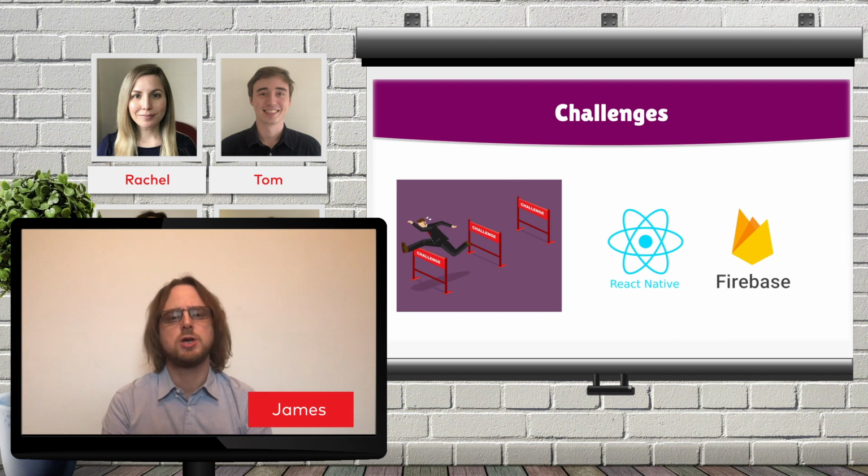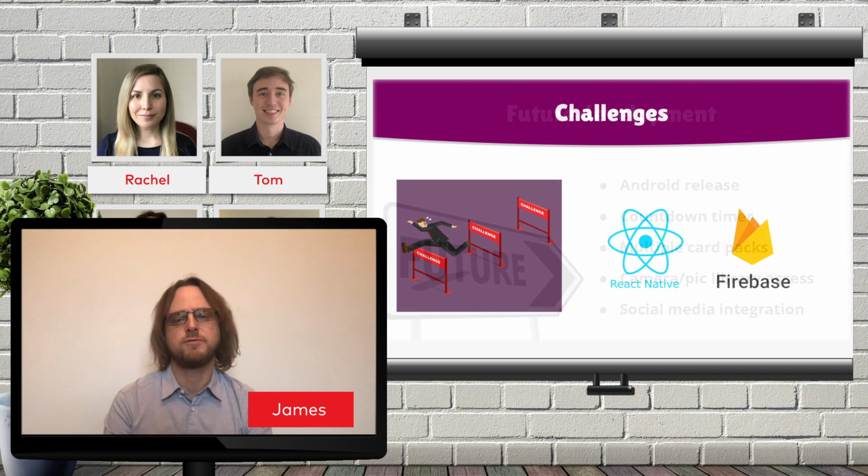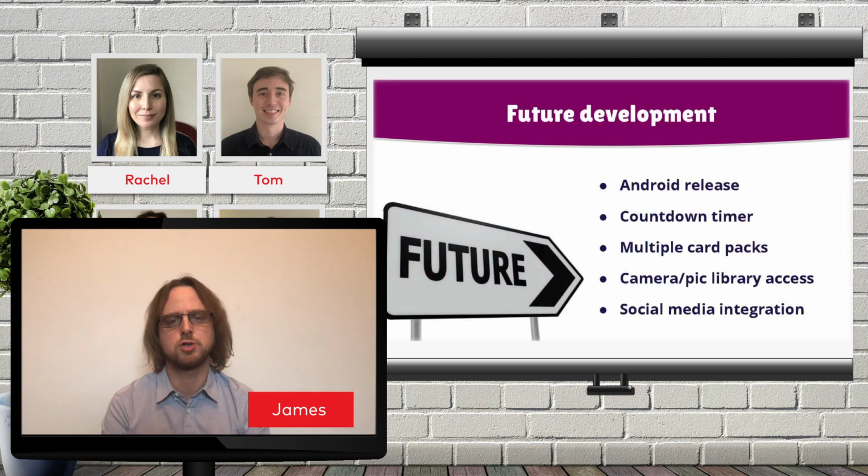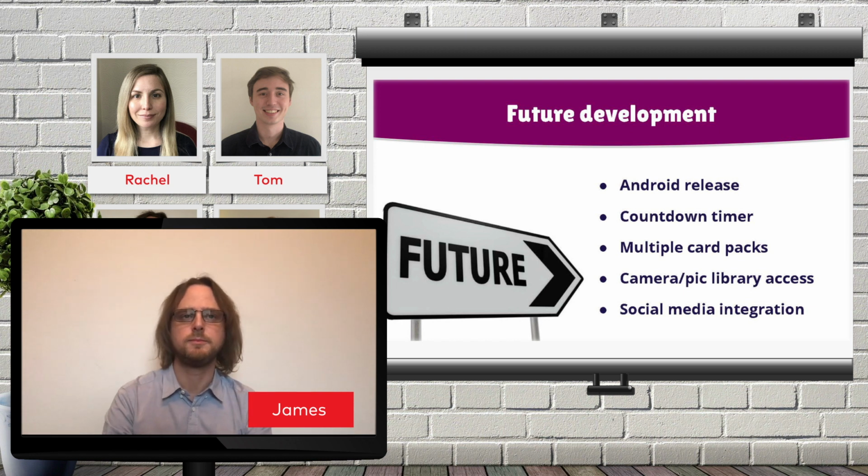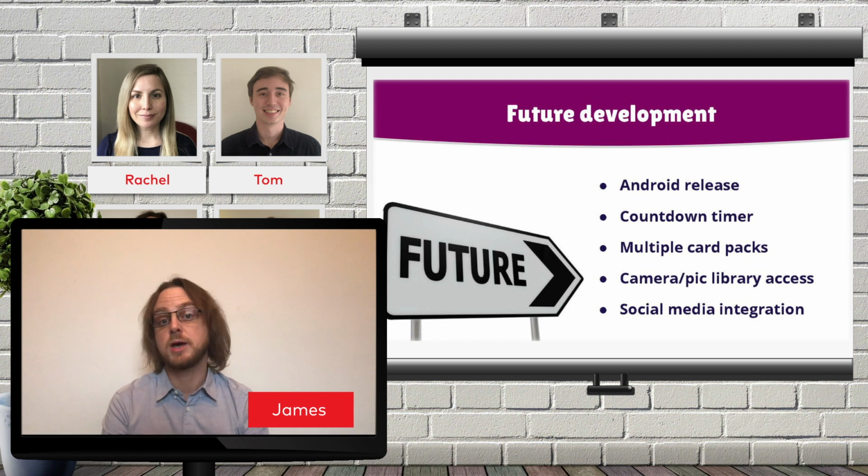During the planning stage, we were careful to keep our MVP realistic for our time frame. However, we believe our app has great potential for future development. Whilst it was the right call to focus on iOS for our MVP, expanding the app to Android would be an exciting next step. We could also implement a countdown timer to add more drama to the writing of captions, or provide multiple card packs for greater variety, even the ability to access the phone's camera and picture library so players could supply their own memes.